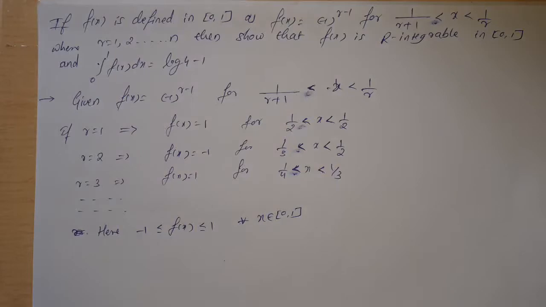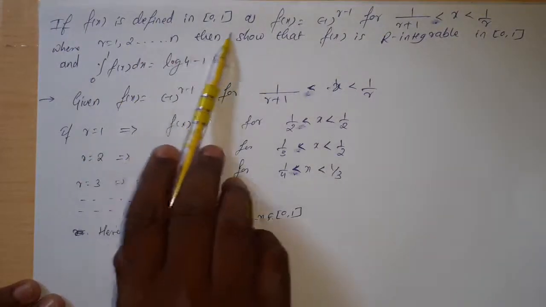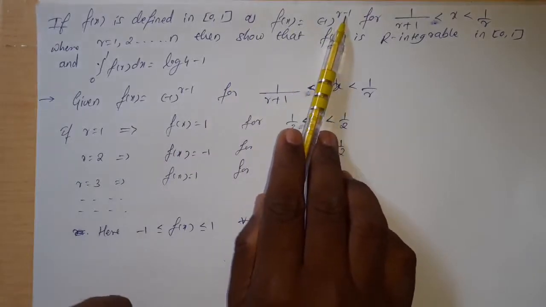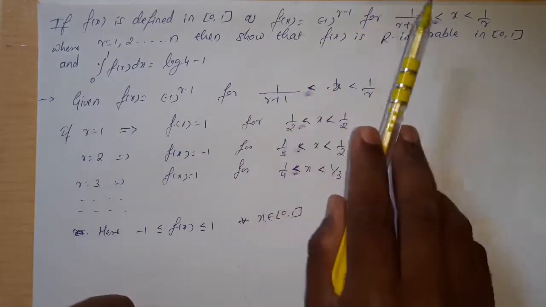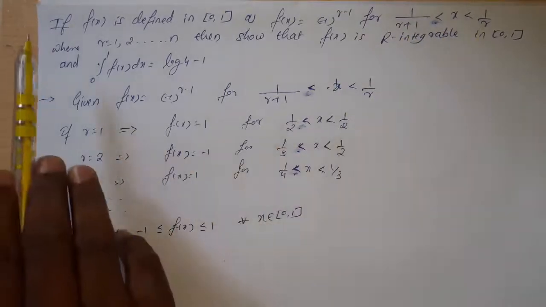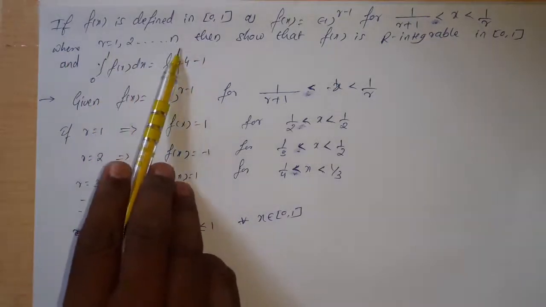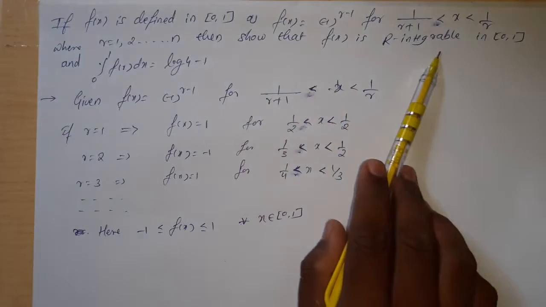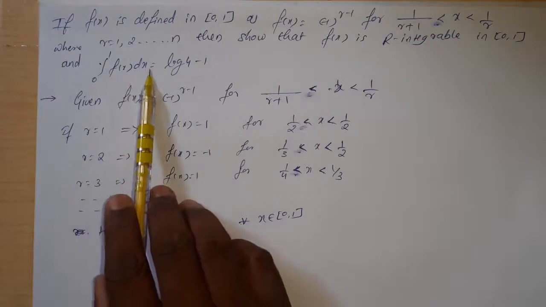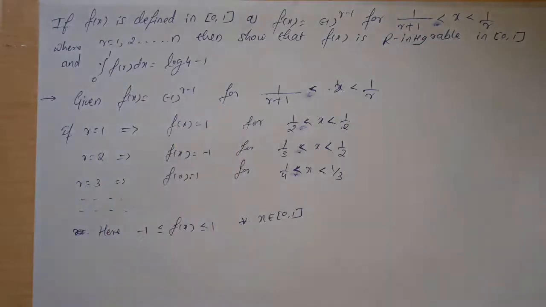In this class, let us discuss the example on Riemann integrable, that is in the second unit. So here the example is, if f of x is defined in the closed interval 0 1 as f of x equal to (minus 1) whole power r minus 1 for 1 by r plus 1 less than x less than 1 by r, where r takes the values from 1 to n, then show that f of x is Riemann integrable in the closed interval 0 1 and also integration over 0 to 1 f of x dx is equal to log 4 minus 1.